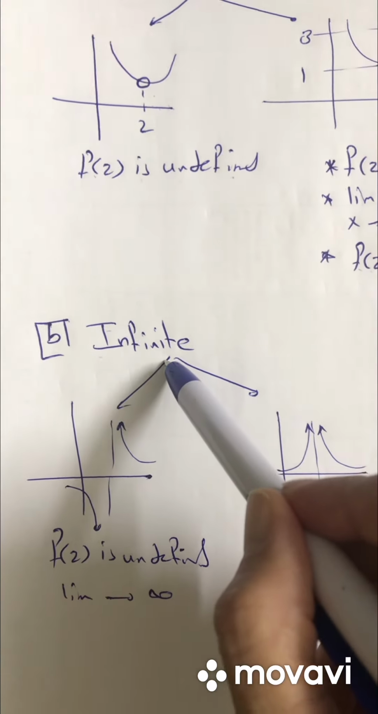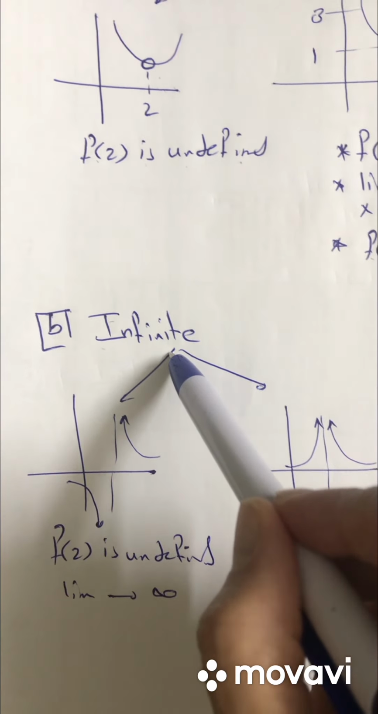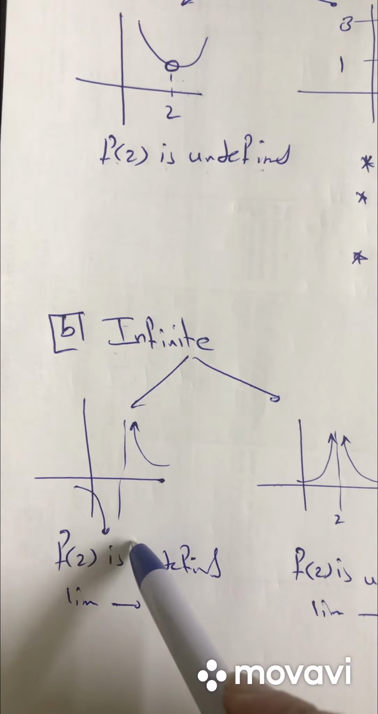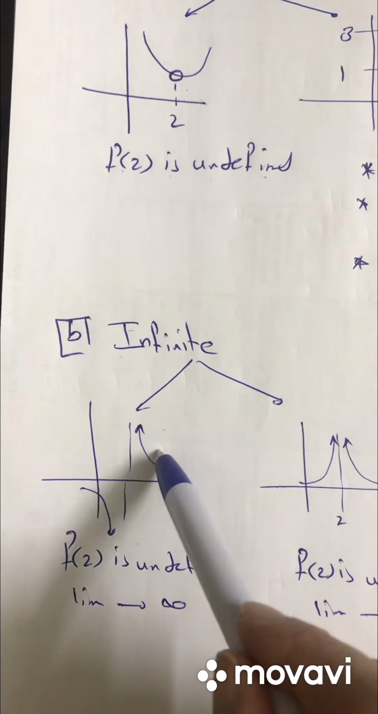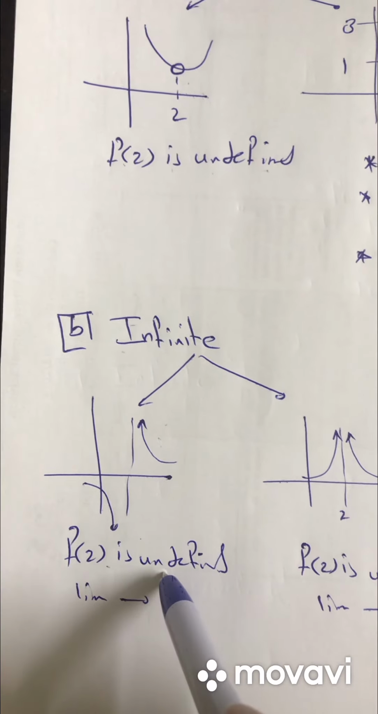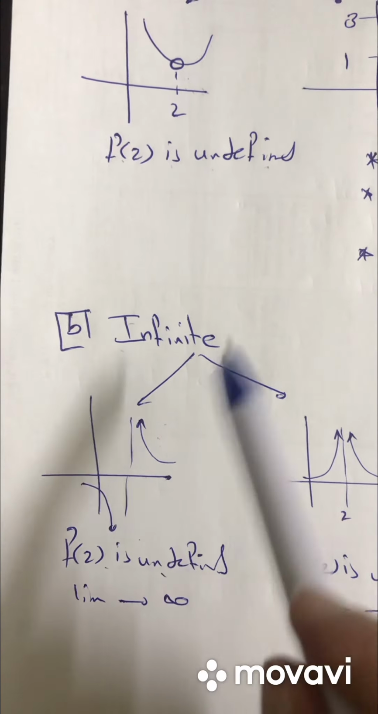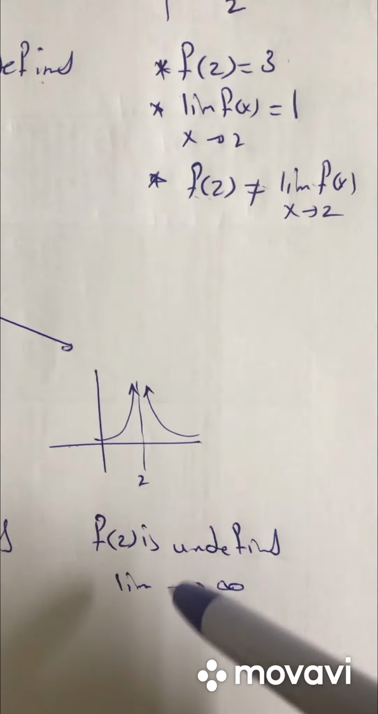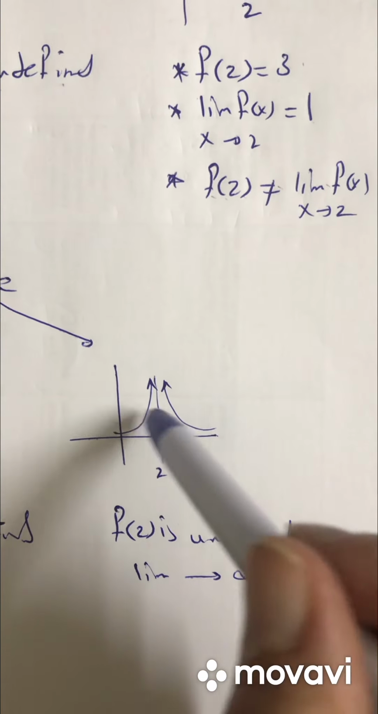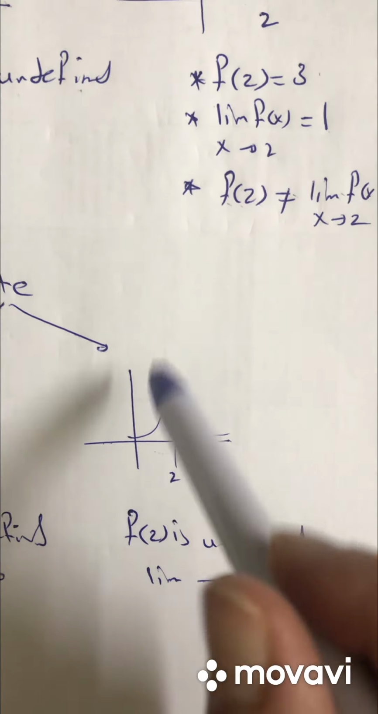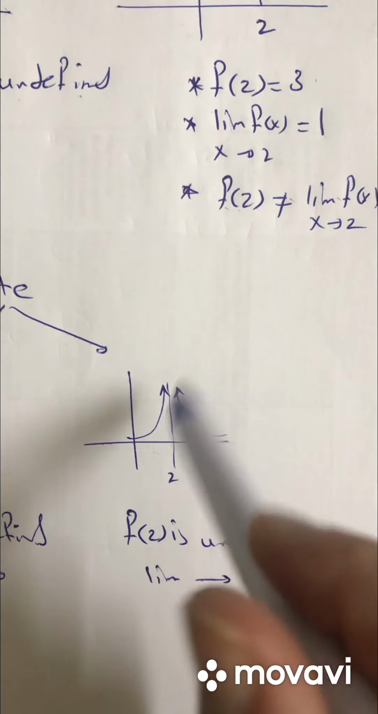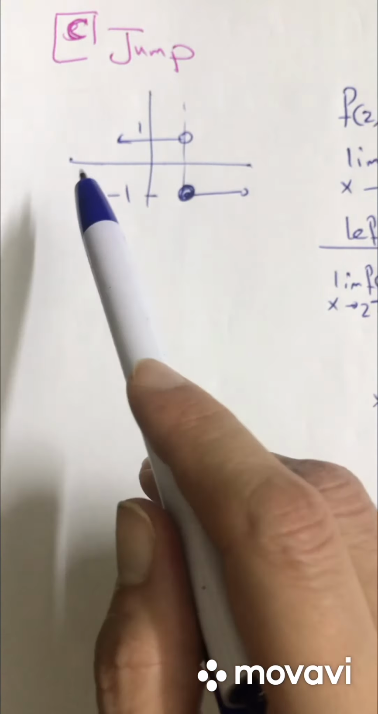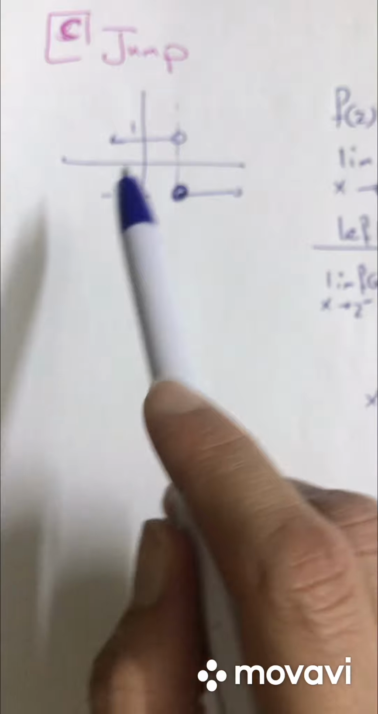Now what about infinite? Infinite means infinity. Yes, you are right. So it has a vertical asymptote line, and as you can see, it looks like that. f of 2 is undefined, and the limit is going to infinity, so we will call it, as simple as that, infinite discontinuity. The same thing over here. f of 2 is undefined, and as you can see, the limit is going to infinity, so for that reason we will call it infinite. Let us study the jump.